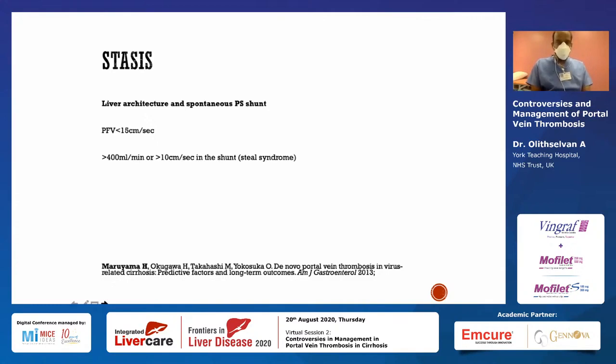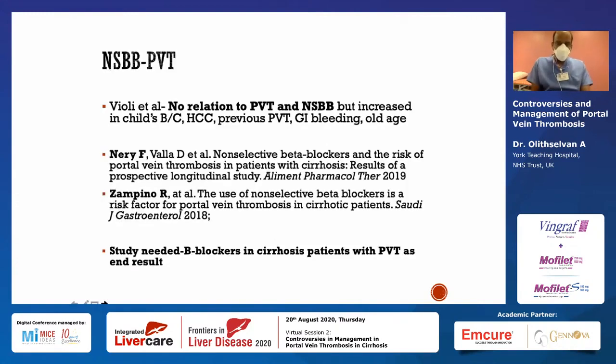Again, when you have liver cirrhosis, portal vein flow slows down. There are also spontaneous portosystemic shunts which form. And when you have loss of flow in the shunt, the flow in the portal vein decreases, again leading on to thrombus. The Japanese group, which performed the study mainly in the Hep C population, told us that if you have a shunt with a flow of more than 400 ml per minute or more than 10 centimeters per second, due to the steal phenomenon the portal vein flow decreases and that leads to the formation of thrombus.